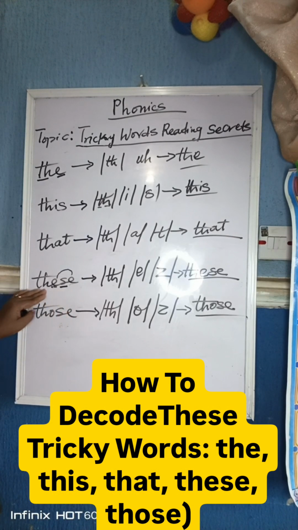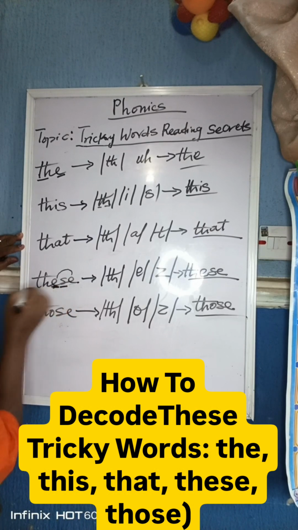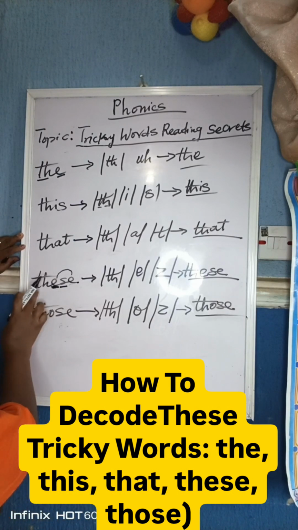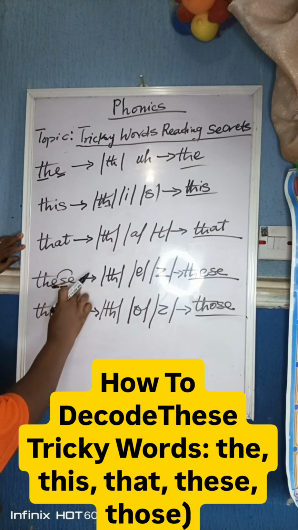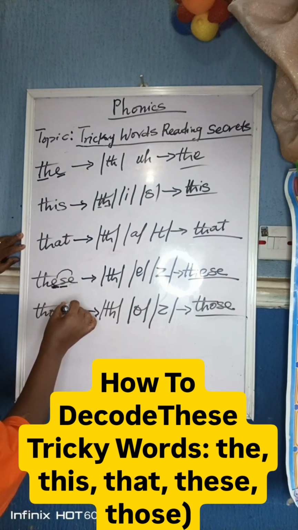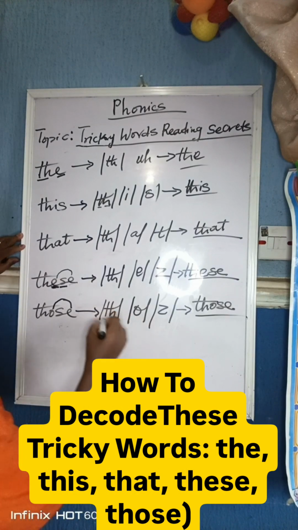In this fourth word, the letter E at the end is influencing the letter E in the middle, making it say the letter name. So we say the /iː/, /z/, these. The last vowel letter remains silent. The same thing happened here. The last vowel letter influenced the first vowel letter, making it say the letter name. Oh, those.